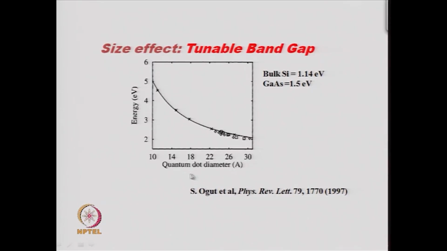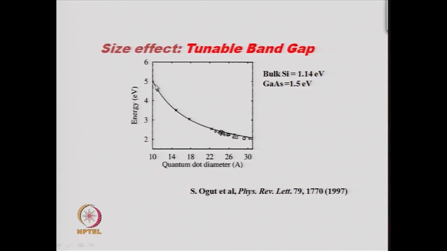So, if you do this study, then you can see the band gap varying from 5 eV to around 2 eV when you are changing the size of the quantum dot. The diameter of the quantum dot is changing from say 1 nanometer, because 10 angstroms is 1 nanometer and this is in angstroms. So, a 1 nanometer particle has a band gap of 5 electron volts, and a 3 nanometer particle has a band gap of around 2.